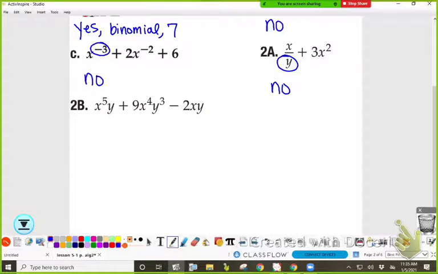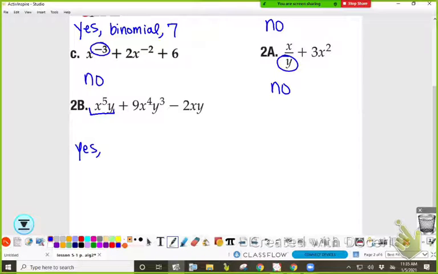And the last one, I'll give you a second to write it down. x to the 5th y plus 9x to the 4th y to the 3rd minus 2xy. This one's yes. We don't have any variables in the denominator. We don't have any negative exponents. And we don't have any radicals. So it's a yes. Would it be 7, 4 plus 3?